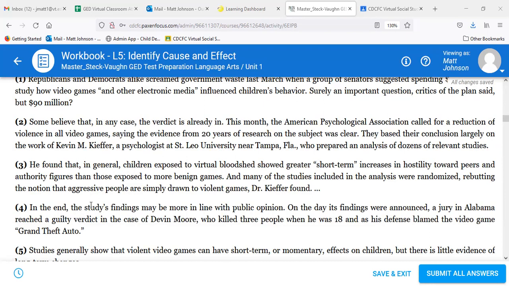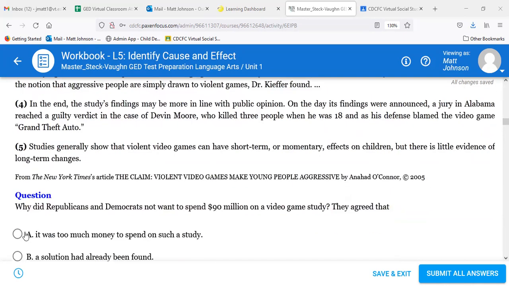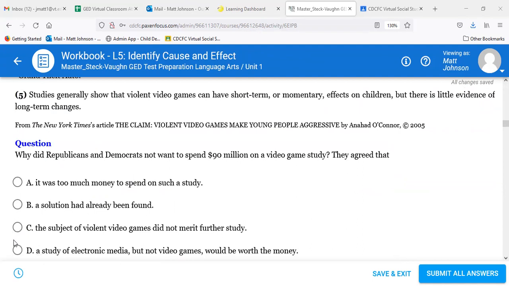In the end, the study's findings may be more in line with public opinion. On the day its findings were announced, a jury in Alabama reached a guilty verdict in the case of Devin Moore, who killed 3 people when he was 18, and his defense blamed the video game Grand Theft Auto. Studies generally show that violent video games can have short-term or momentary effects on children, but there's little evidence of long-term changes. That's an article from the New York Times. The claim, violent video games make young people aggressive, in 2005.